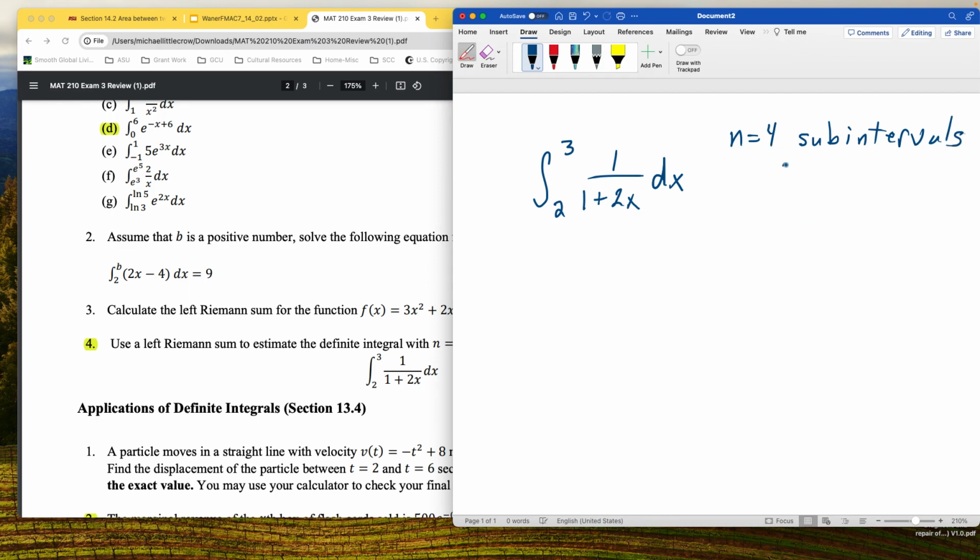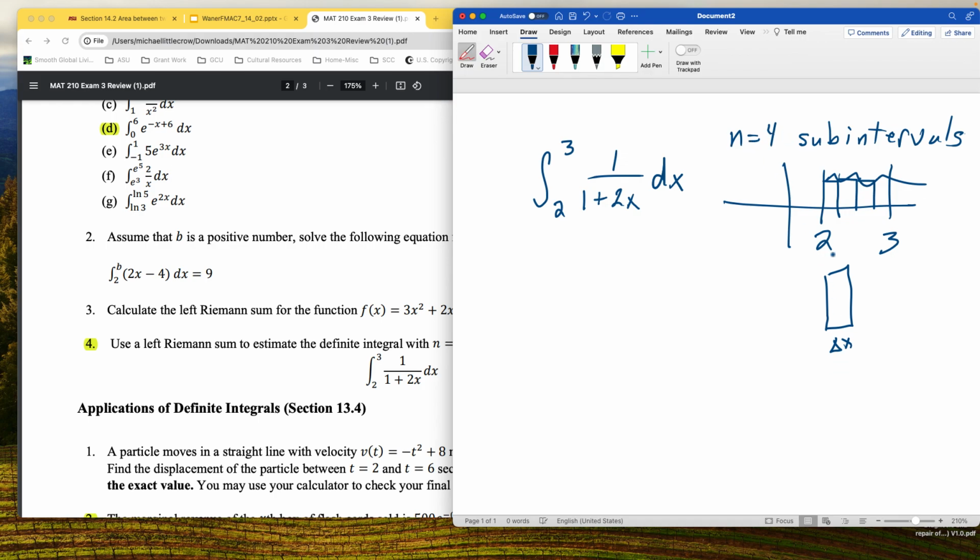Okay, so bottom line, just a rough sketch. We're going to go from x equals 2 to x equals 3. There's some kind of function here. We're going to make 4 rectangles from the left side, and we're going to get the area of those 4 rectangles, where each rectangle will have a width of delta x. We figure this out first.